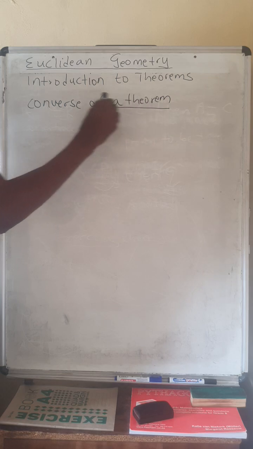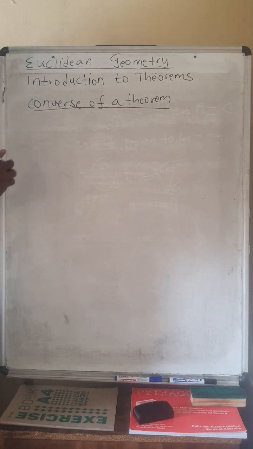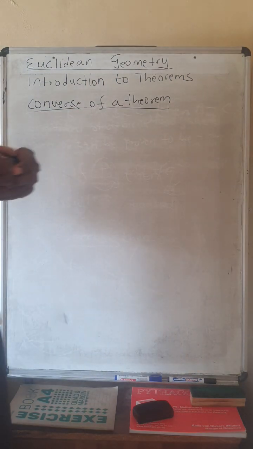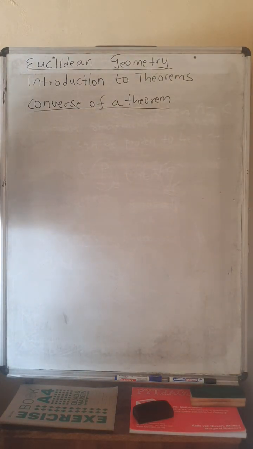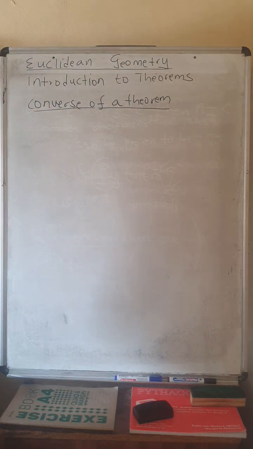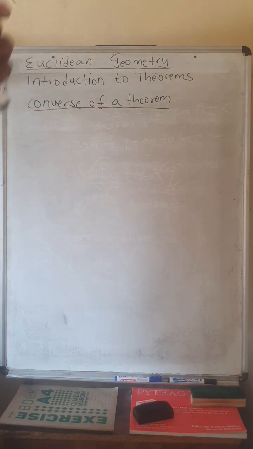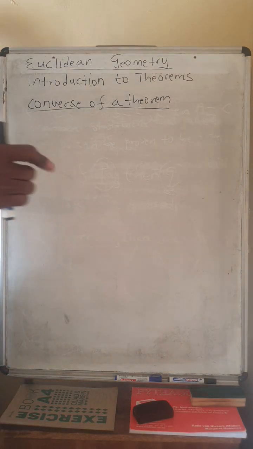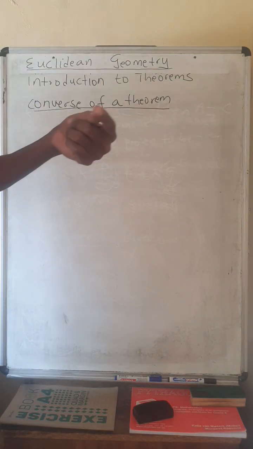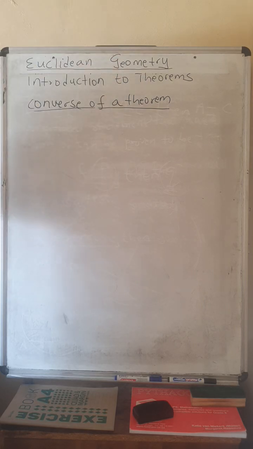What is a converse of a theorem? By definition, I'm going to define this without actually writing it down. A converse of a theorem is a statement that is formed by swapping the condition and the conclusion of the original theorem. So if you go to the original theorem and swap the condition and the conclusion, that will become a converse.